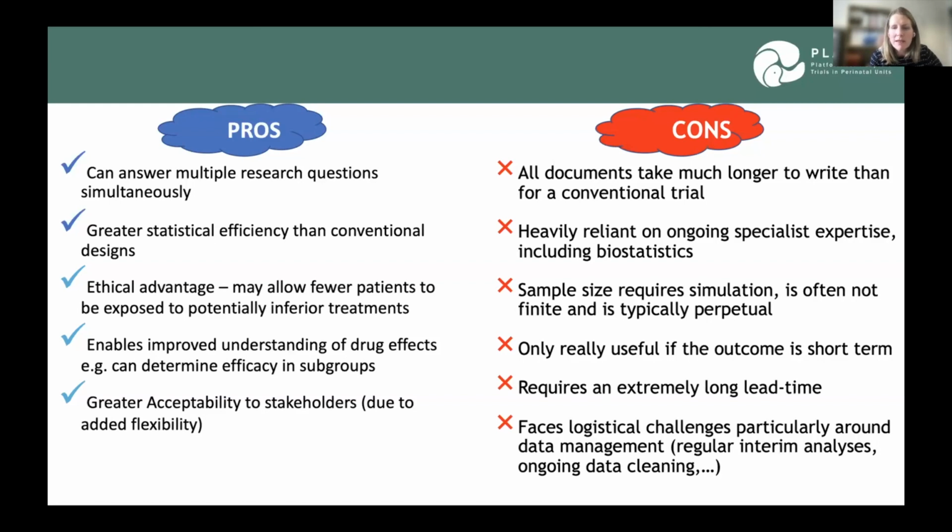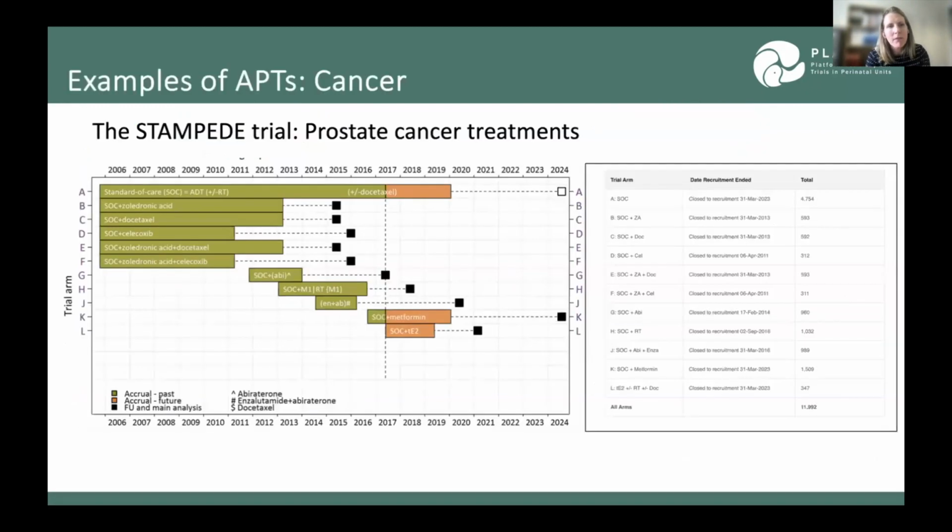Your sample size requires simulation. That's a lot of work before you even start, but it does give you much better information about how big that sample size truly needs to be, so you're not wasting resources by having too many or too few patients in your trials. It only really works if your outcome is short term, so you can't look at things like what happens in 10 years' time, because you can't adapt on 10 years' worth of trials, and it does take a long time to get going.